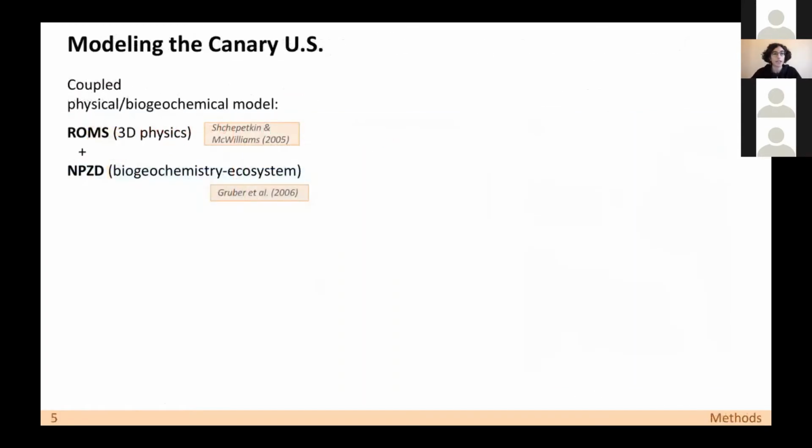The model of the Canary upwelling system that I used during the PhD is a fully coupled physical biogeochemical model.